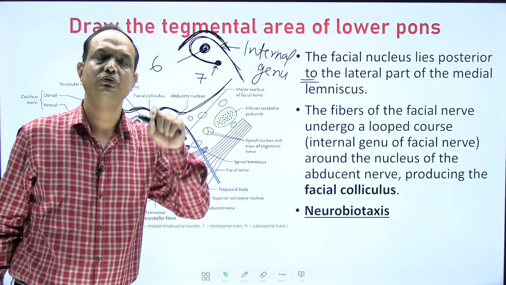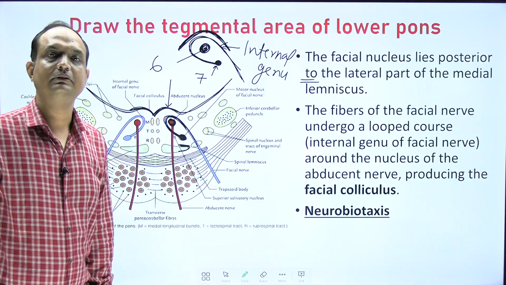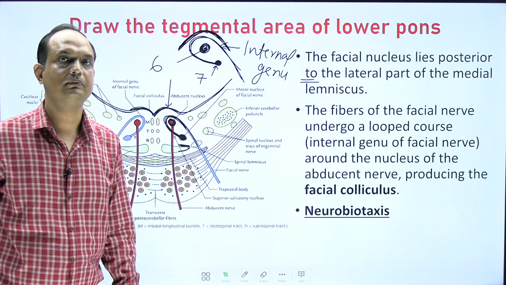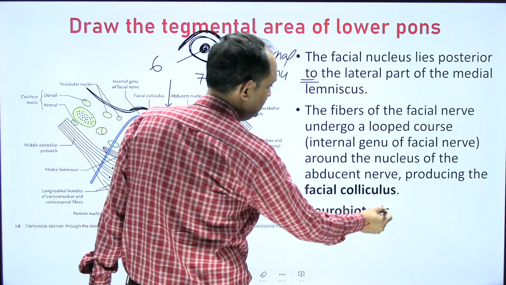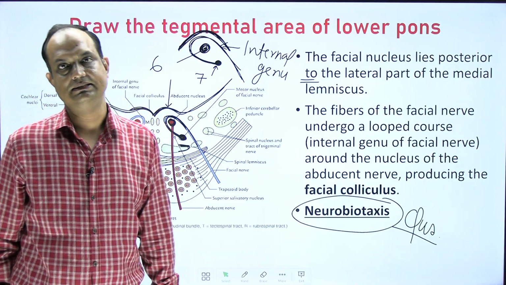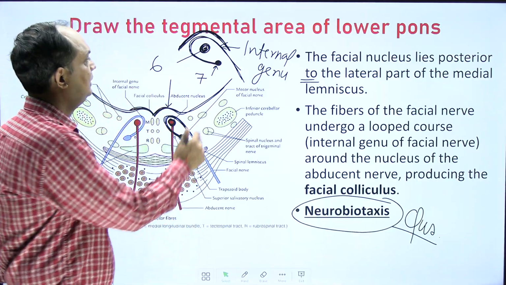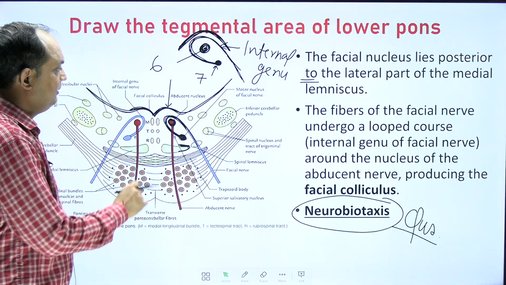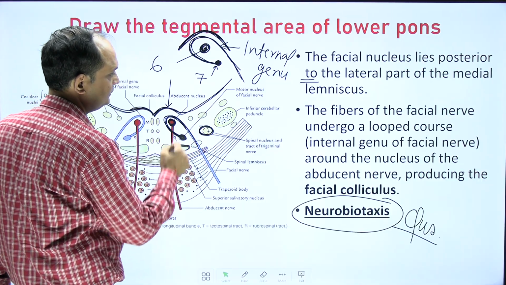This question has been asked many times in image-based questions also: what is this prominent area? The answer is facial colliculus. And what is the reason for the facial colliculus? The answer is that it is due to the internal genu of the motor fibers of the facial nerve. Now, what is this process known as? This formation of the loop by the motor fibers is known as neurobiotaxis. This is again a very important question. What is the example of neurobiotaxis? The example of neurobiotaxis is the migration of the motor nucleus of the seventh nerve, and this migration occurs in such a way that it makes a loop around the abducent nerve. And when you see the position of this motor nucleus, it comes very near to the spinal nucleus of the trigeminal nerve.